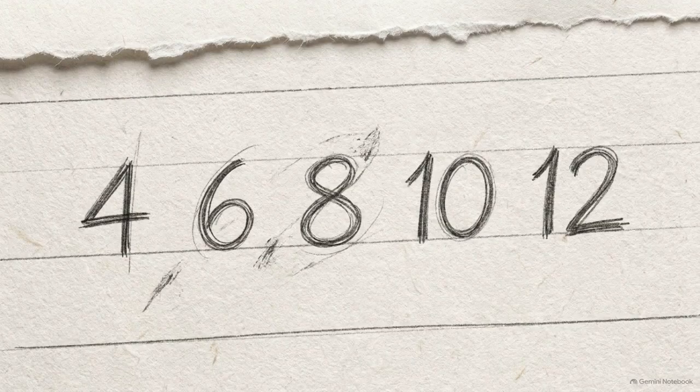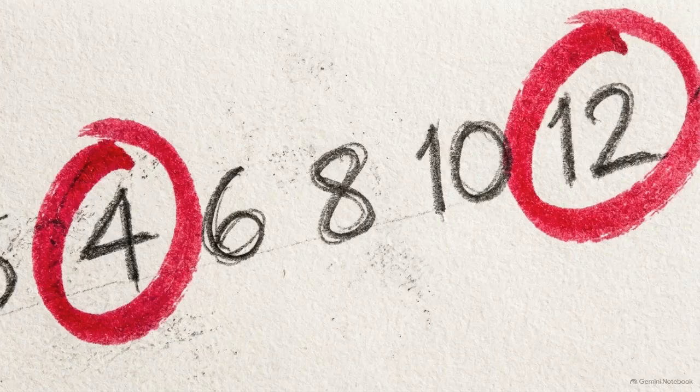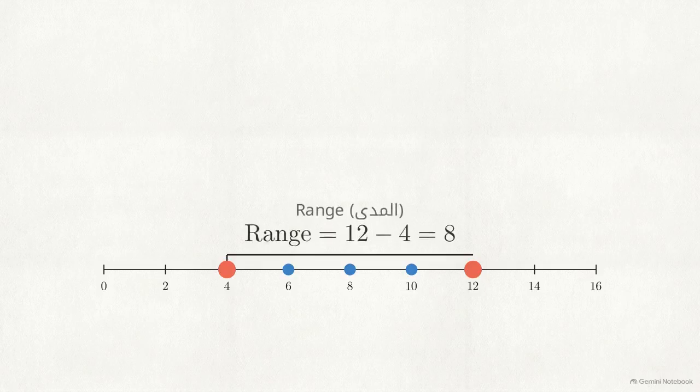We'll start with a small data set, 4, 6, 8, 10, and 12. Identify the highest number, 12, and subtract the lowest number, 4. The result is 8. This is the range, or Almada. This number line shows it is simply the total width of the data from end to end.